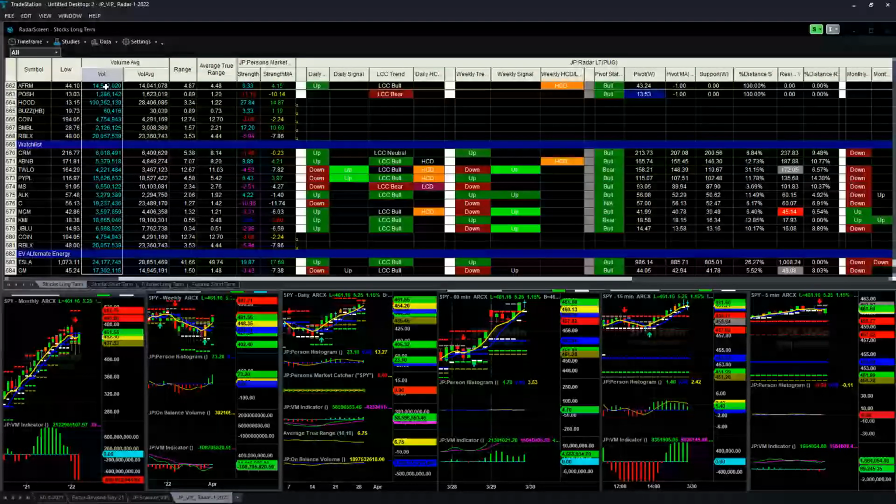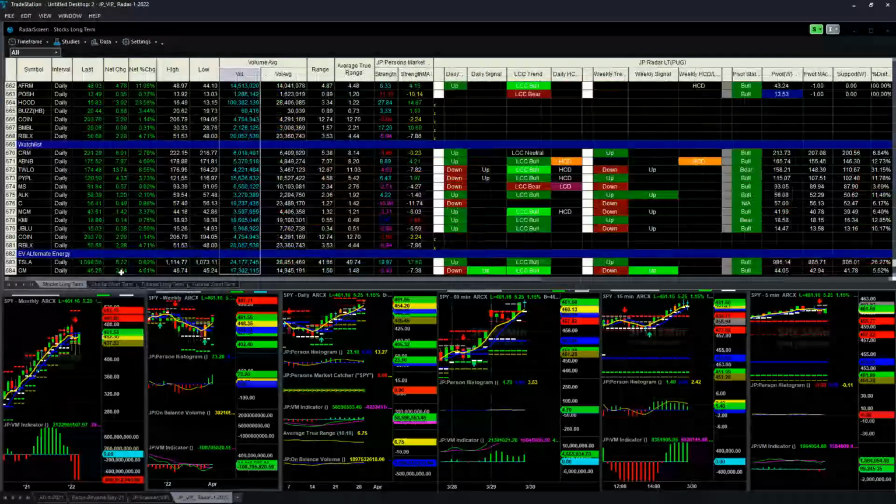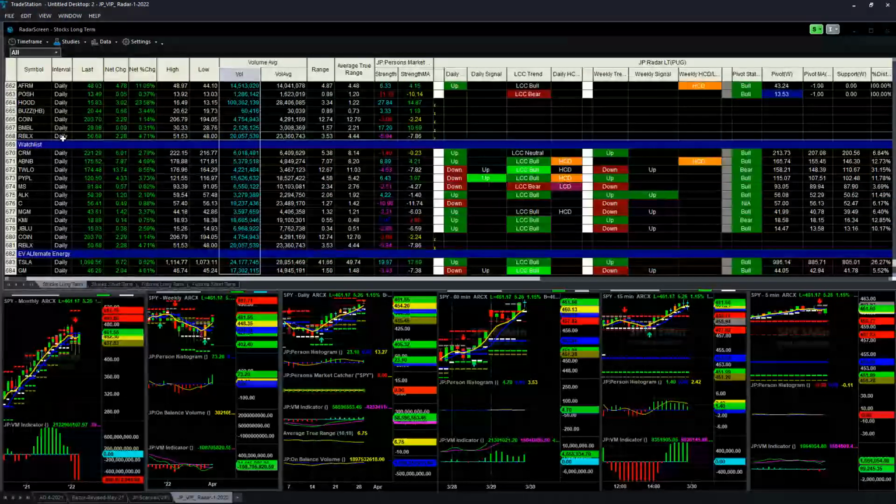If we have volume, we're looking at the stocks long-term page. This is end of day. And how do we know that? Because it says interval daily. That means end of day.